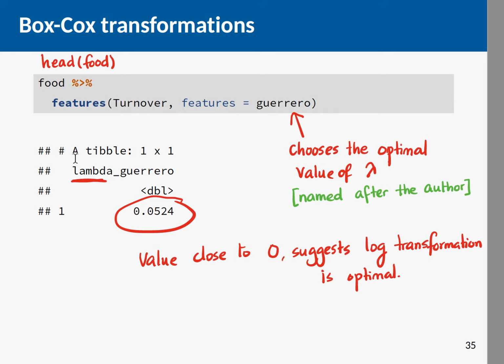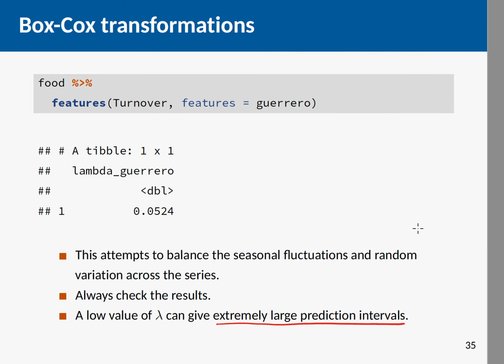So in our case, if we run this command, we get a value of lambda which is close to 0, 0.05. So it's saying that when lambda is 0.05, the turnover series would be transformed in a way that stabilizes its variance across time. In other words, if the value is close to 0, this is as good as a log transformation. So we'll see what we're able to do with that.